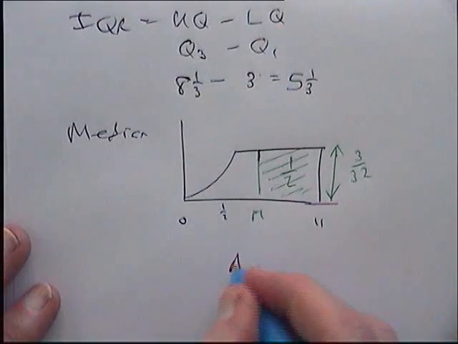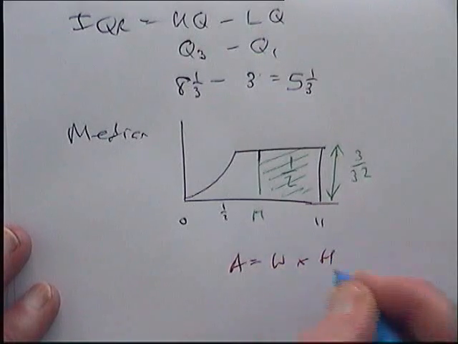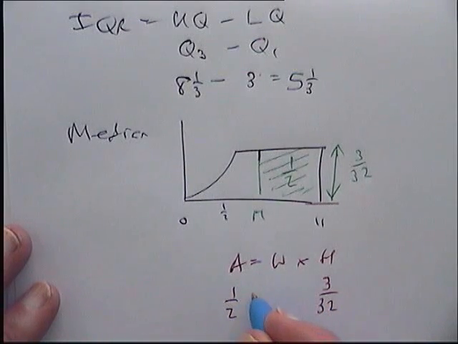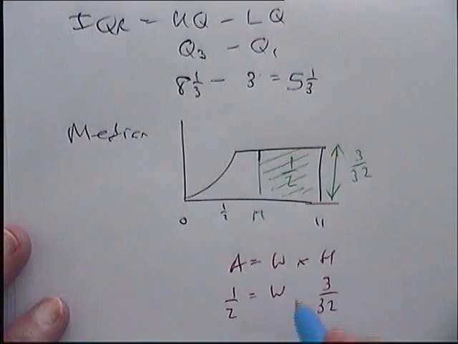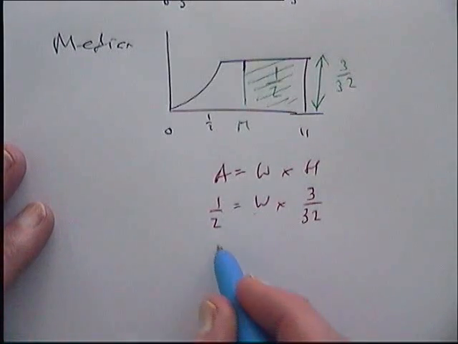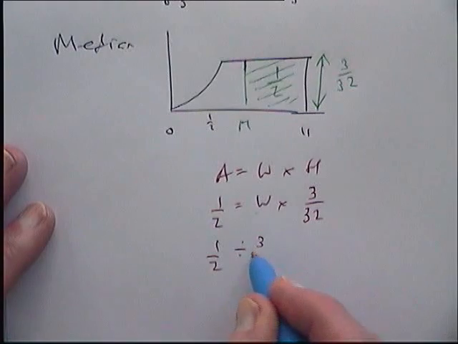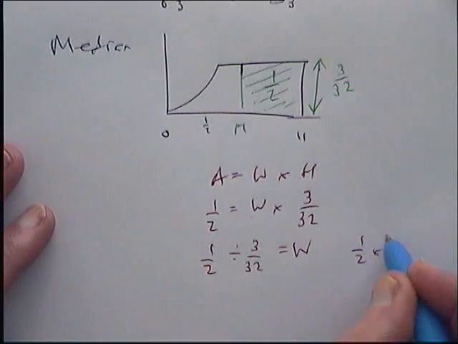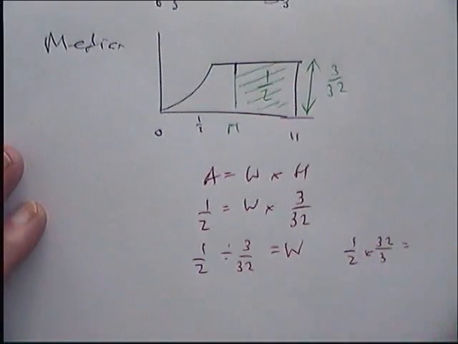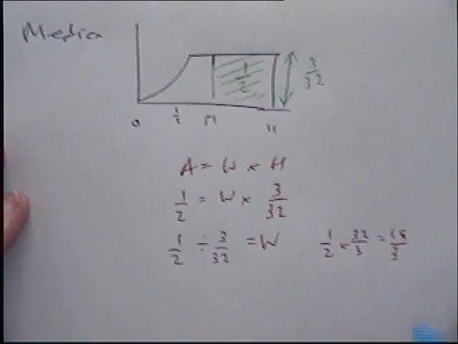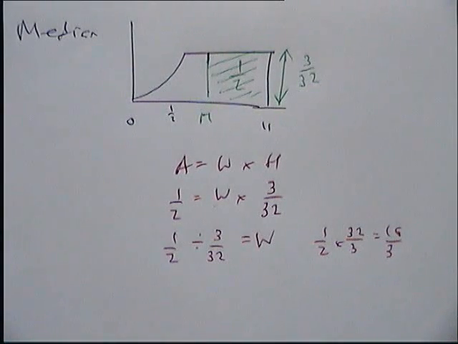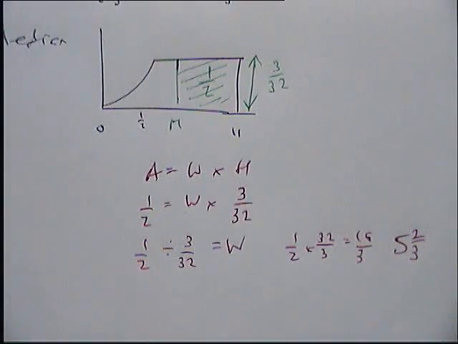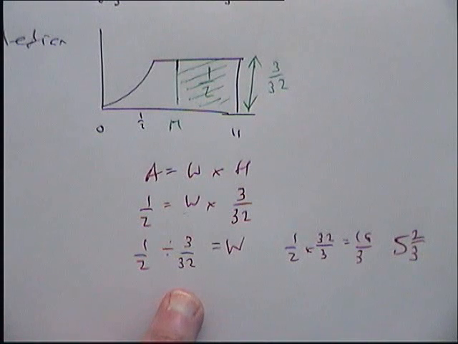So the area is the width times the height. The height I know is 3/32. The area I know has got to be a half. The width is the only thing I don't know. So if I rearrange that, if I do a half divided by 3/32, I will get the width. So that'll be a half times 32/3. So that should come out to be 16/3, which is the same as 5 2/3, sorry, 5 1/3. Okay, 17/3. Why have I got a 16 there?